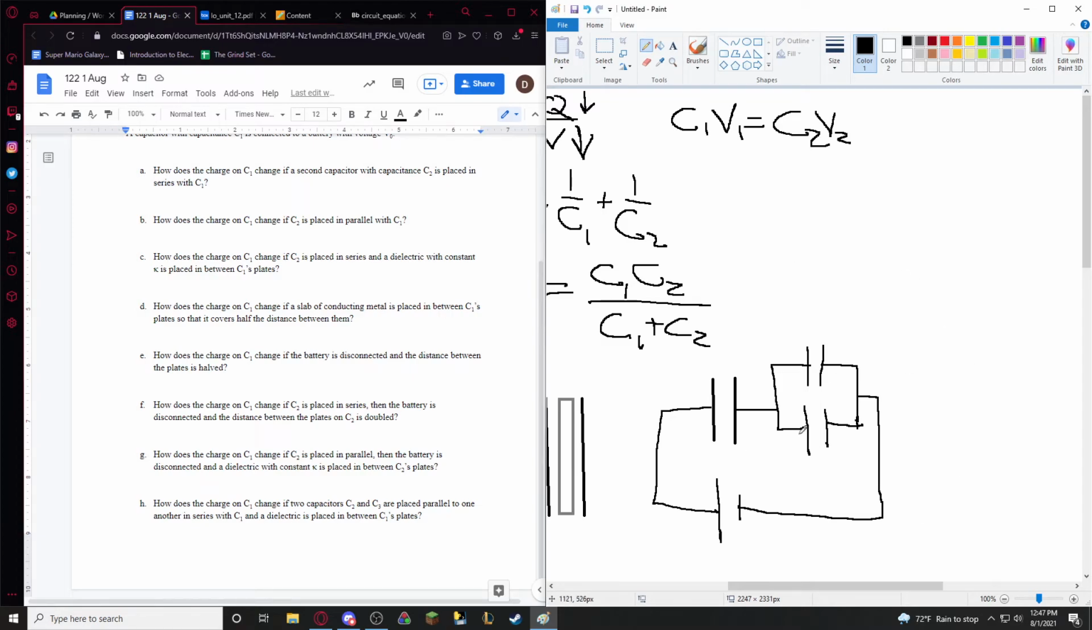Okay. C2 and C3 are parallel to one another, but C23, the total net capacitance, is in series with C1. And then a dielectric is placed between C1's plates. Oh, God.